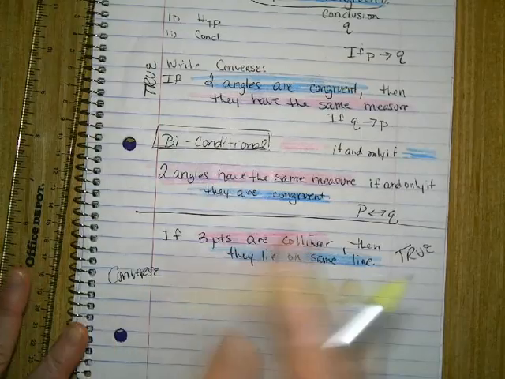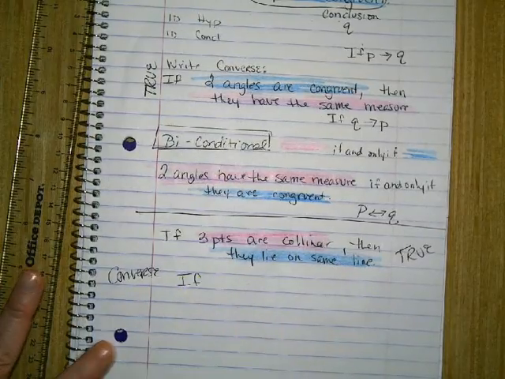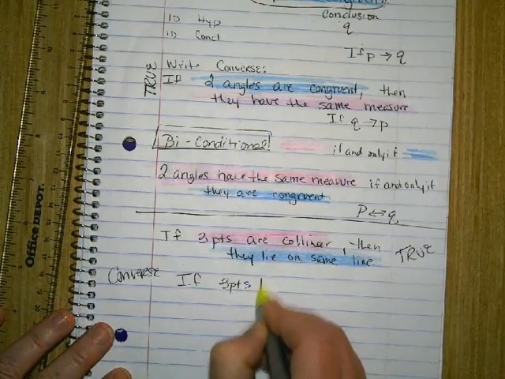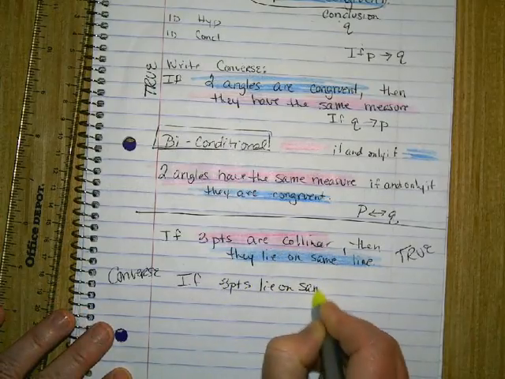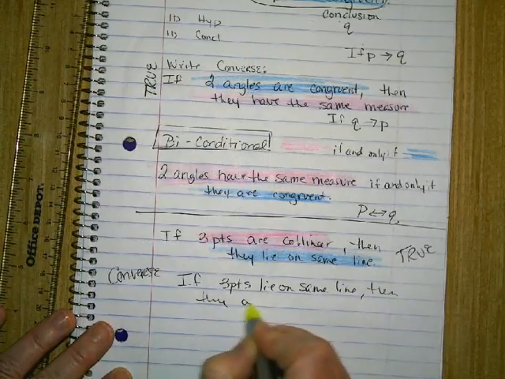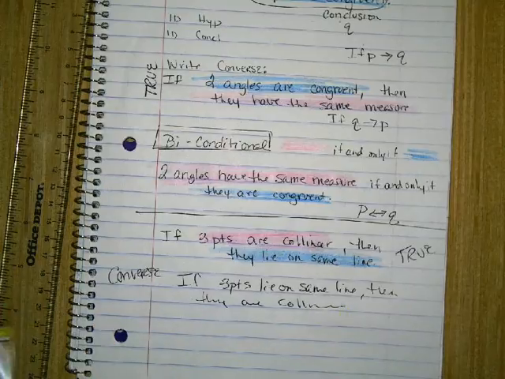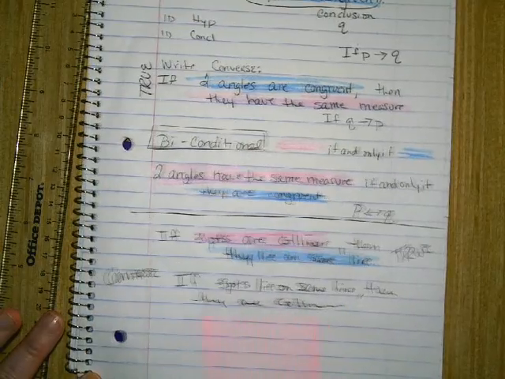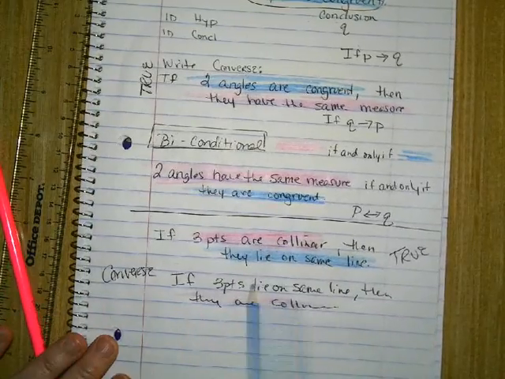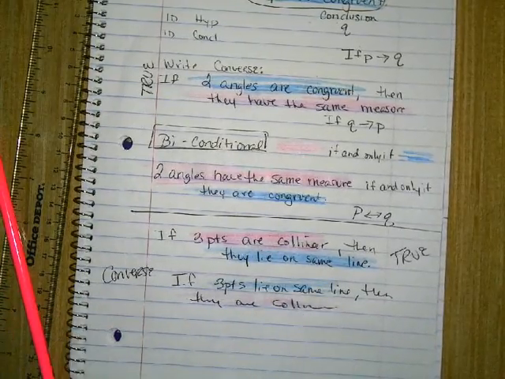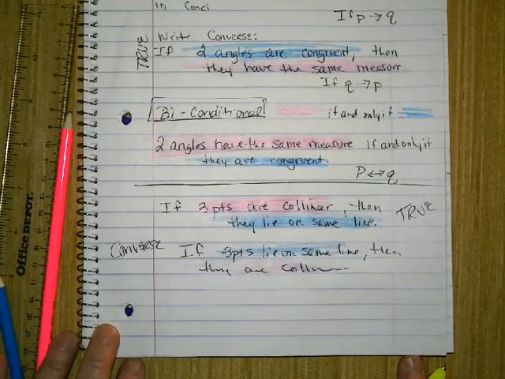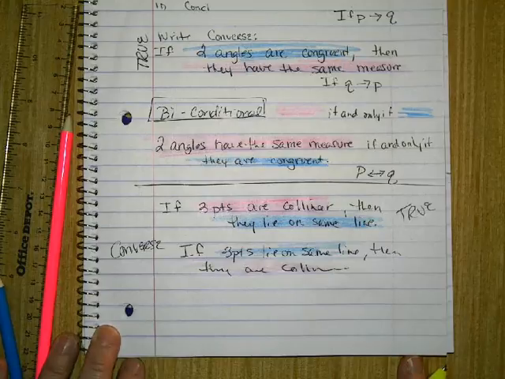I'm going to write it, and you know my handwriting. So what are we going to say first? 3 points lie on the same line. Okay, so collinear is the pink idea. Lie on the same line is the blue idea. Do you believe this statement's true? Yes?